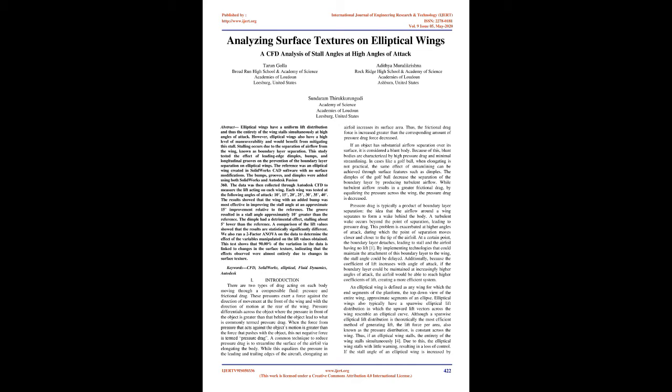Introduction. There are two types of drag acting on each body moving through a compressible fluid: pressure and frictional drag. These pressures exert a force against the direction of movement at the front of the wing and with the direction of motion at the rear of the wing. Pressure differentials across the object, where the pressure in front of the object is greater than that behind the object, lead to what is commonly termed pressure drag.